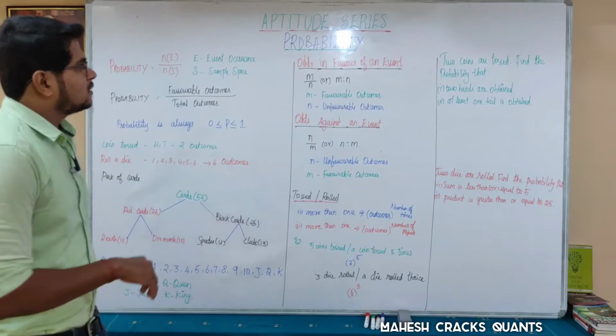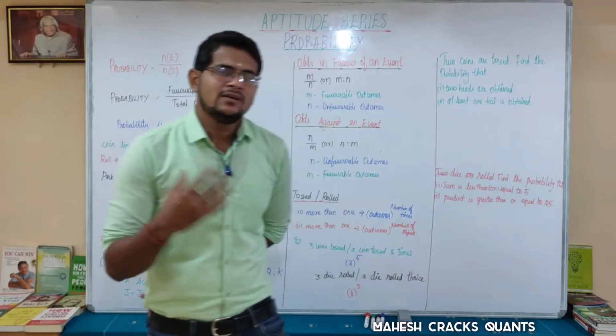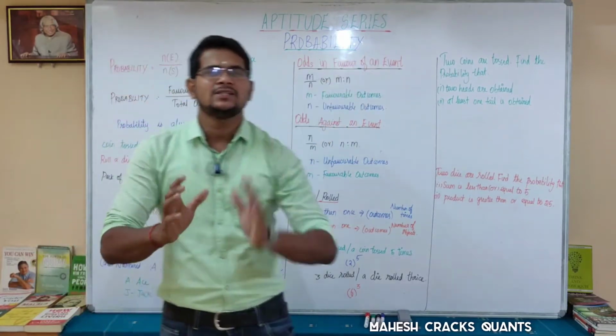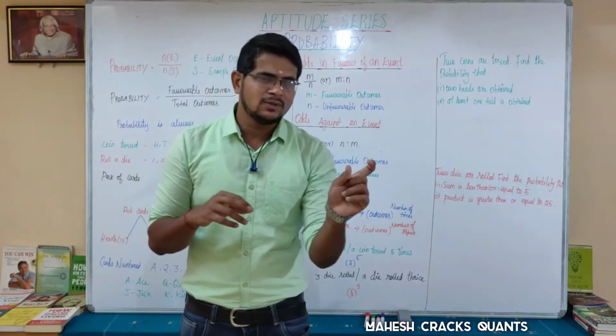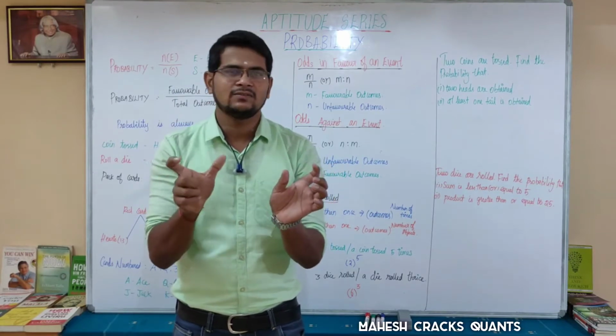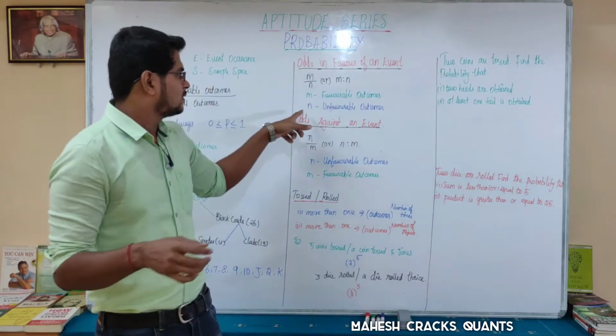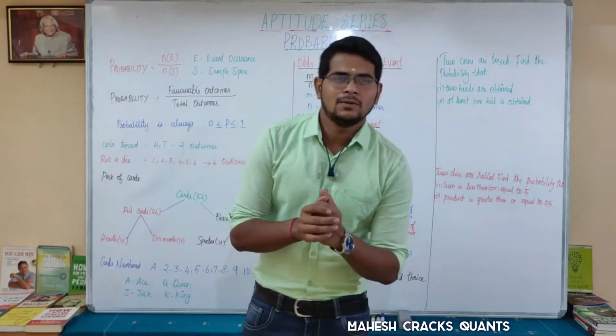Okay, next, odds in favor of an event. Odds in favor of an event is nothing but a ratio. In the ratio, you have to give your favorable and unfavorable. So your favorable event and then unfavorable event. So here M by N, where M is favorable outcomes and N is unfavorable outcomes.